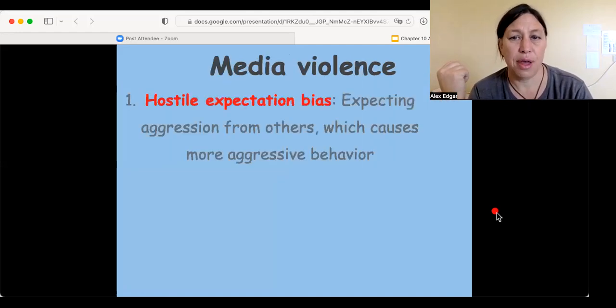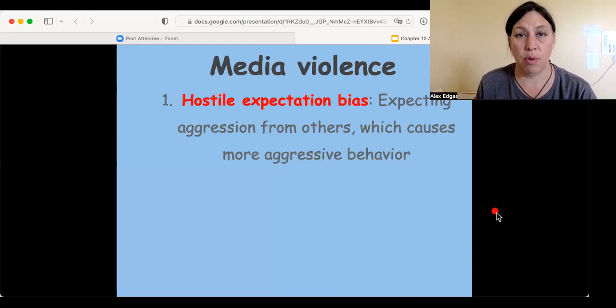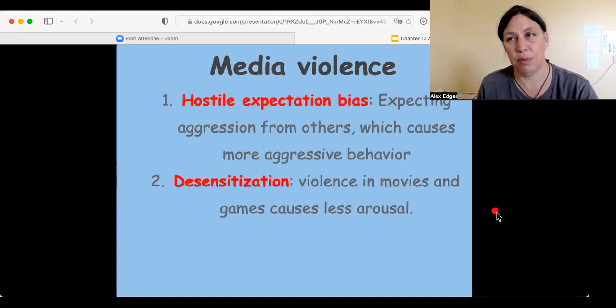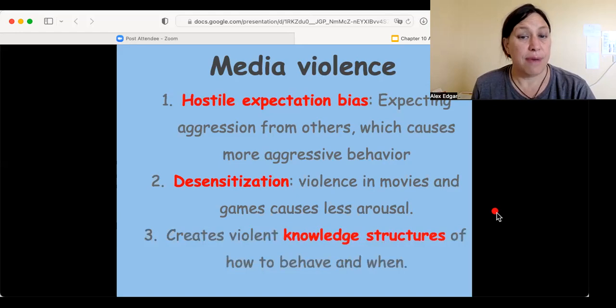Okay. Hostile expectation bias. So how does media violence cause more violence and more aggression? Hostile expectation bias. You expect aggression from others, which causes more aggressive behavior. The world is out to get you. Everyone's out for themselves, etc. Desensitization. Shoot people, get blood splatter. It's no longer even exciting. Okay. It creates violent knowledge structures of how to behave and when.